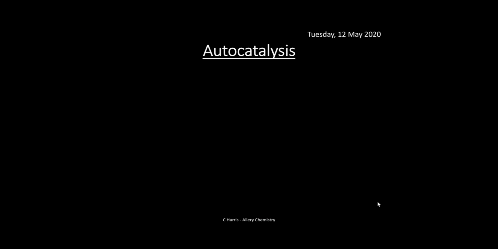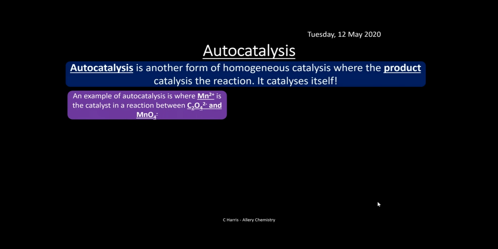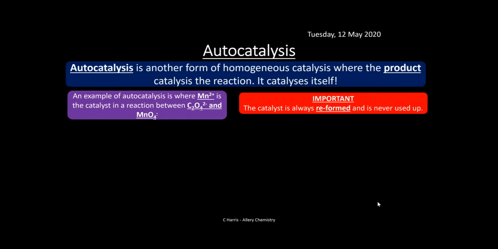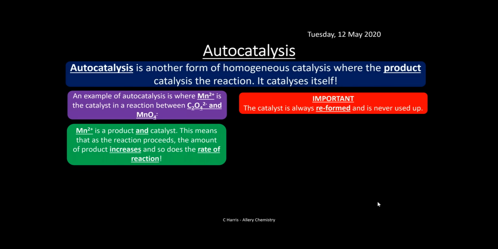Okay, so the last bit is autocatalysis. Autocatalysis, as the name suggests, is basically where the reaction catalyzes itself. It's another form of homogeneous catalysis, and it's where the product catalyzes the reaction. So it's a very smart way, imagine if all reactions could be done this way. An example of autocatalysis is where Mn2+ is the catalyst in a reaction between C2O4 2- and MnO4-. So again, remember the catalyst is always reformed, it's never used up. So Mn2+ is a product and a catalyst. This is why we call it autocatalysis.